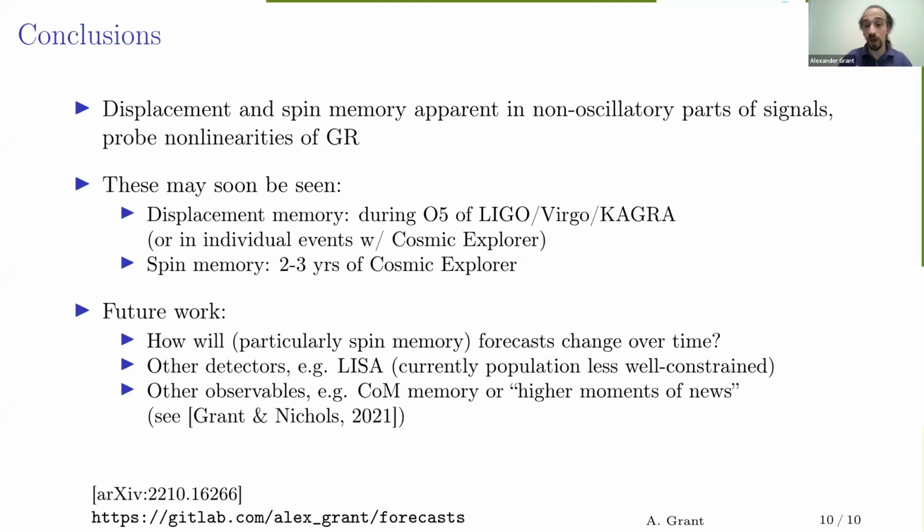And then there are also other smaller effects, smaller even than the spin memory, known as center of mass memory. And there are also these so-called higher moments of news. And one could also ask, are these measurable? What type of detector would be necessary in order to measure them?